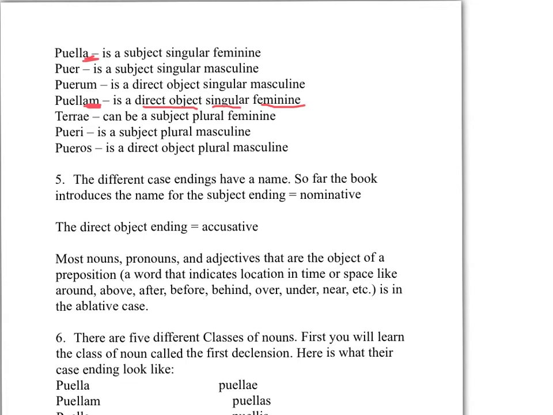And then you see the example here, puer. You can tell that puer is a subject of the sentence. You can tell that it is singular in number, and you can tell that it is masculine in gender. Puerum, on the other hand, since it ends in um rather than just r, is a direct object, receives the action of a sentence, it is singular, and it is masculine. Terrae, you can tell, is a subject, plural, and feminine. Pueri is a subject, plural, and masculine. Pueros is a direct object, plural, and masculine.